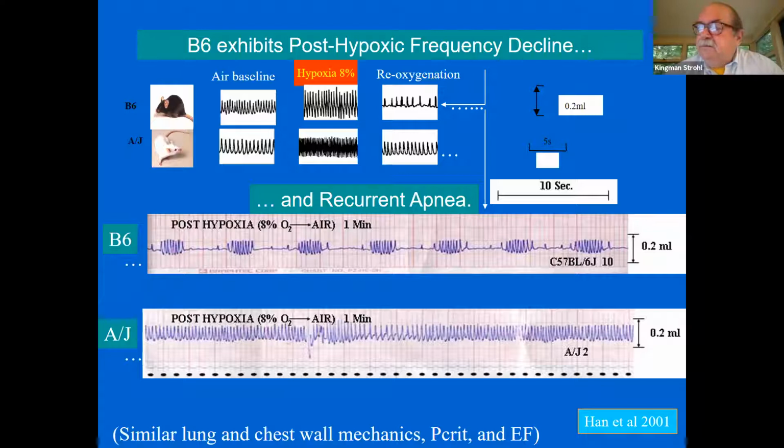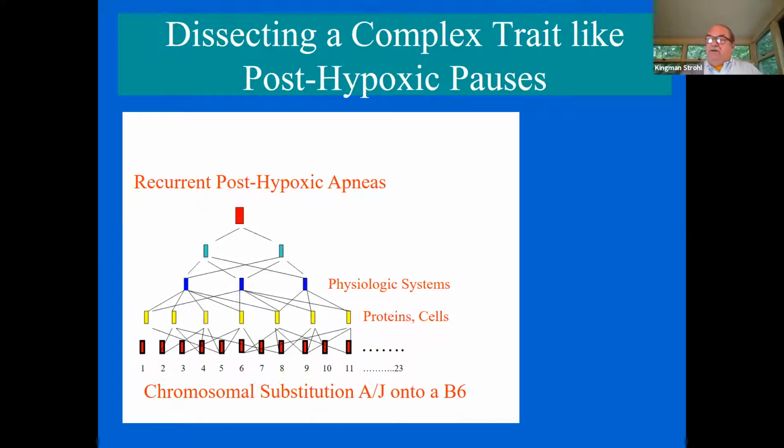All right. Now, this is in 2001. We published the reoxygenation differences, that there's a post-hypoxic ventilatory decline or frequency decline in the B6. There's no such thing in the AJ. And then we went on to show a model of periodic breathing. So how do you dissect a complex trait like post-hypoxic pauses?